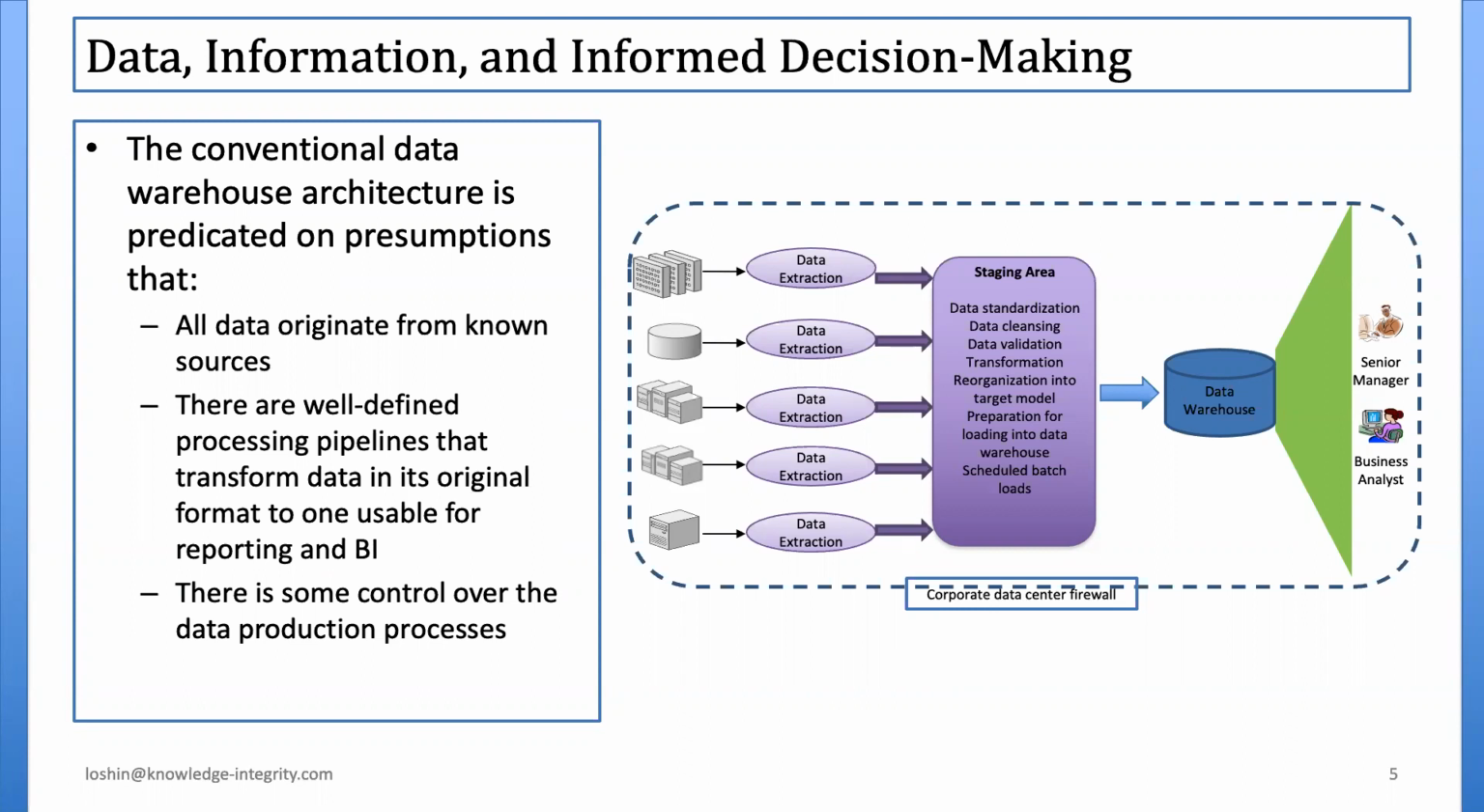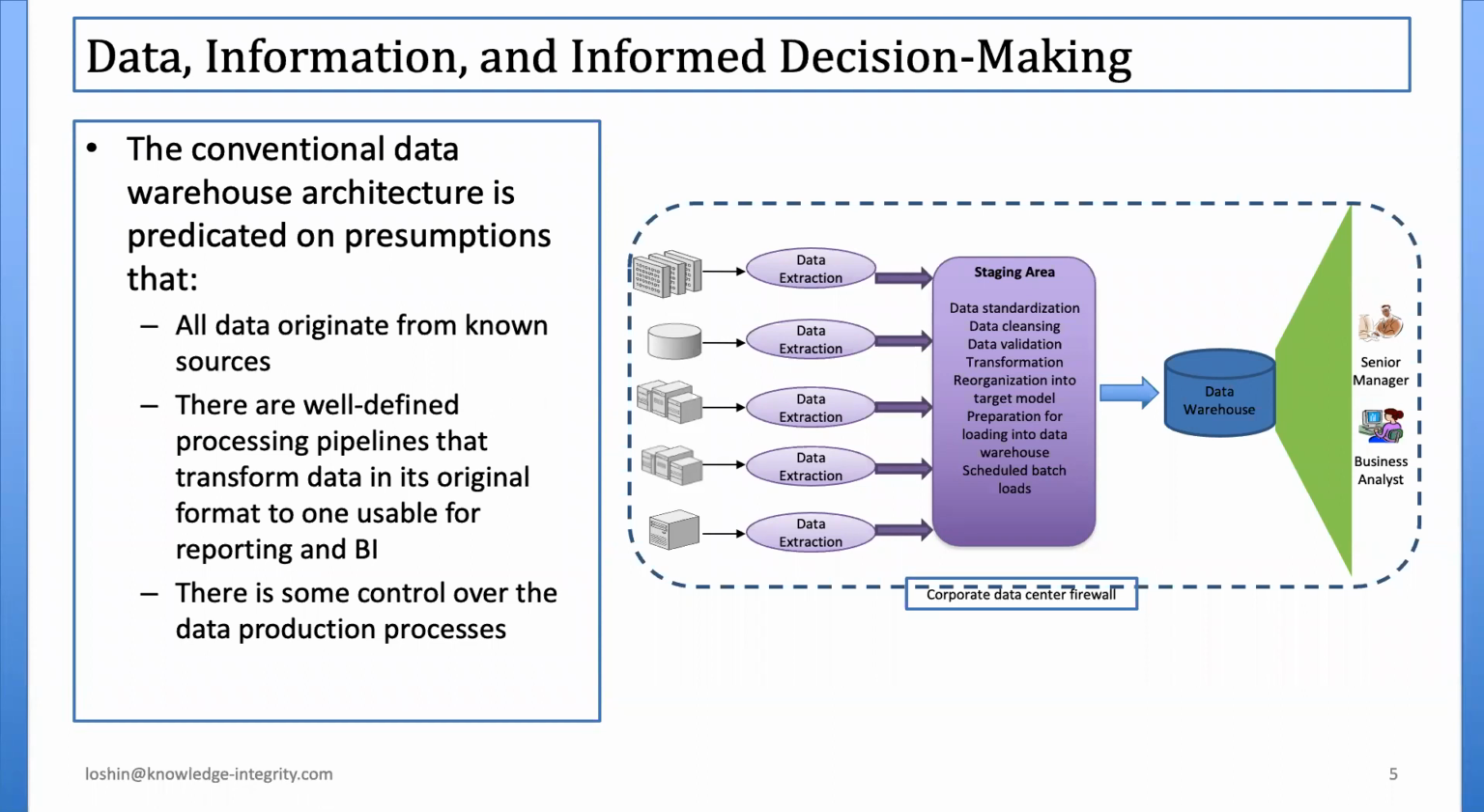That data warehouse is a single resource that's then shared by the different downstream consumers. And for the most part, all these processes are managed by an IT team or a small team that is the data warehouse guardians, you might say. So there are these well-defined processing pipelines that are transforming the data from the original formats to one usable format for reporting and business intelligence. And there is some control that is exerted over those data production processes. So there's some level of oversight and control.